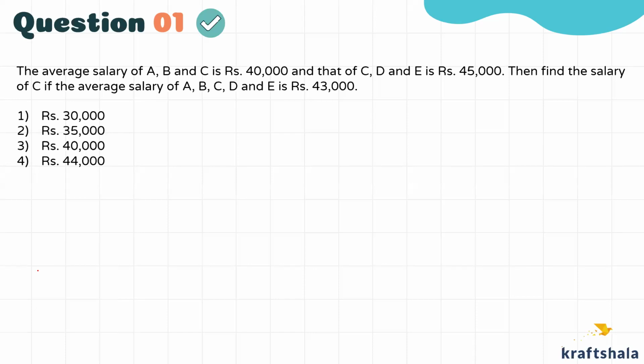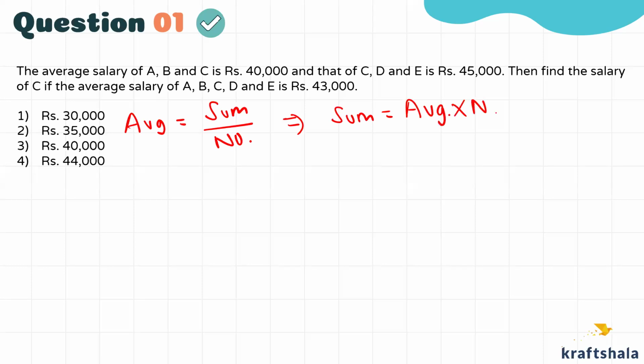All right, a couple of students have responded. Let's try this. So, the average salary of ABC is 40,000. So we know that average is sum upon number, right? I can write it down in this way as well. Sum is average into number. Just cross multiply, right?